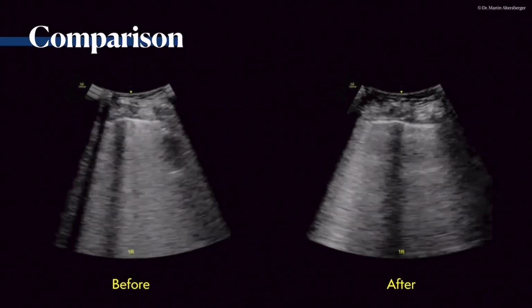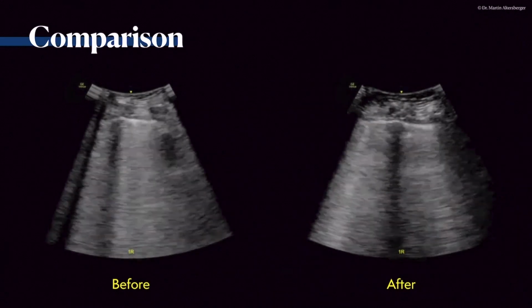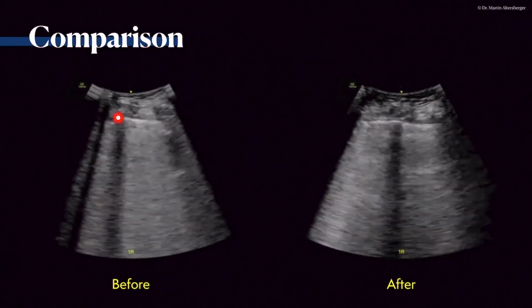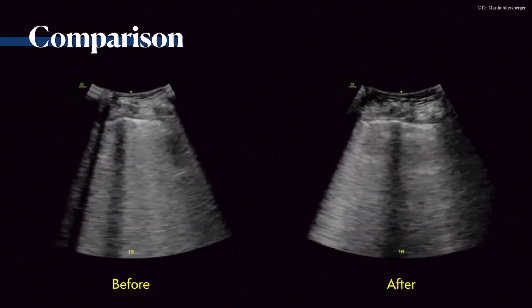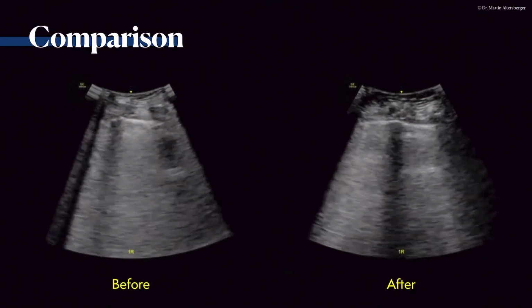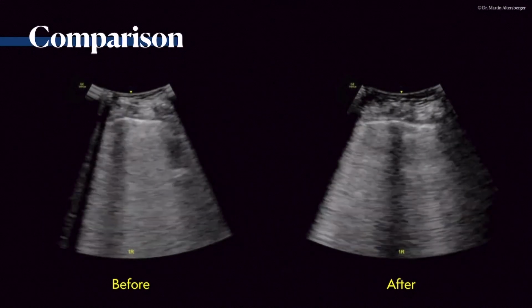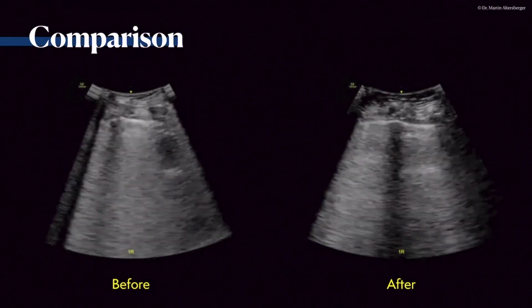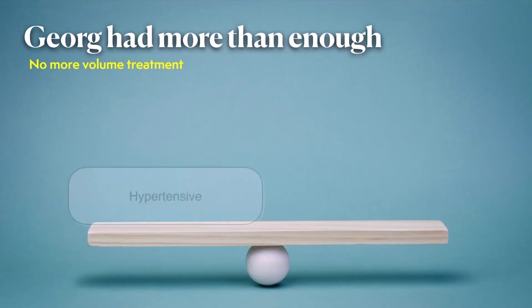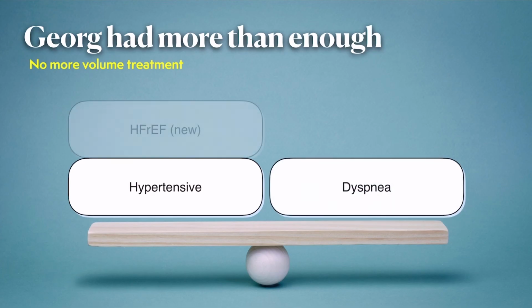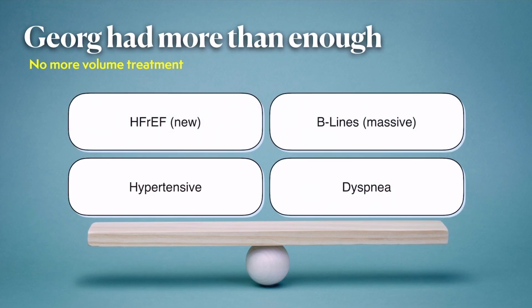So comparing before and after, this is before treatment, this is after treatment. Here you have plenty of B lines, here you have singular B lines. So this is a case of pulmonary edema due to the high blood pressure and due to the reduction in left ventricular function. So what about George?